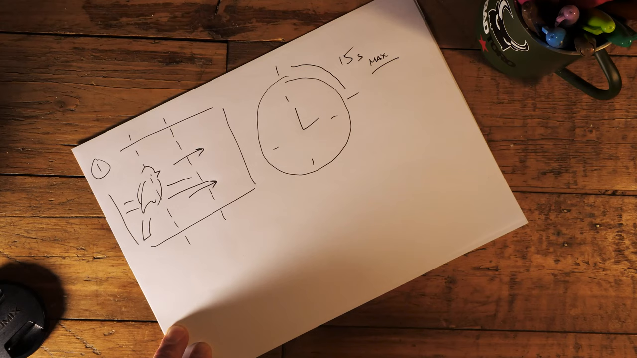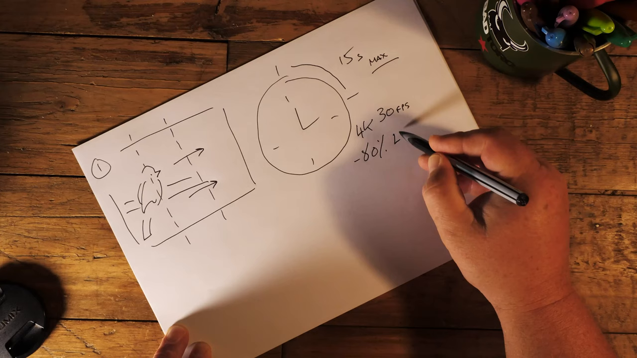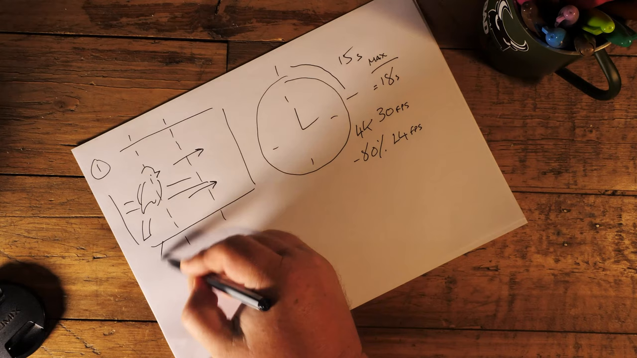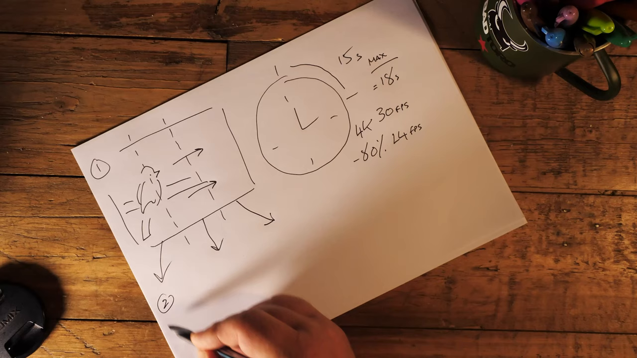One thing to remember though is I do film in 4K at 30 frames a second, and that's because more often than not I can reduce in post the speed to 80%, which gives me then 24 frames a second, which is a cinematic standard, but affords me an extra 3 seconds for a 15 second shot, so I'm up to 18 seconds already. And I'll do this because immediately I know I need to create a sequence for a storyline, and I want to put this bird in its environment, in its habitat.